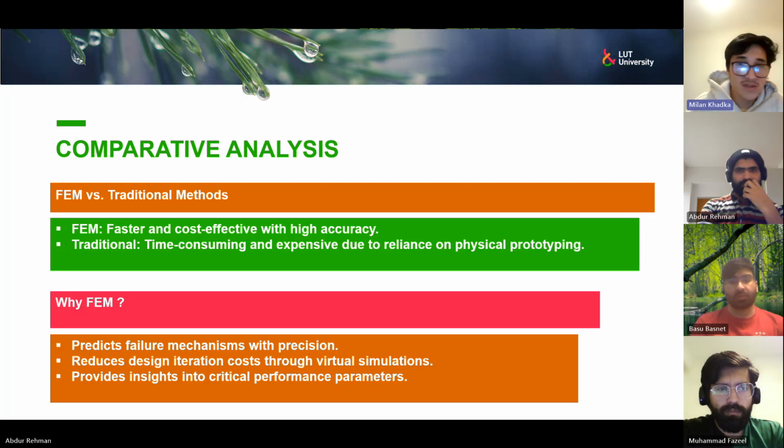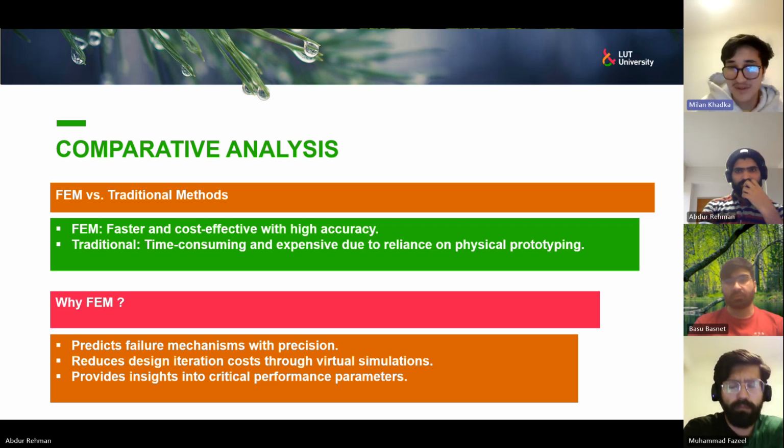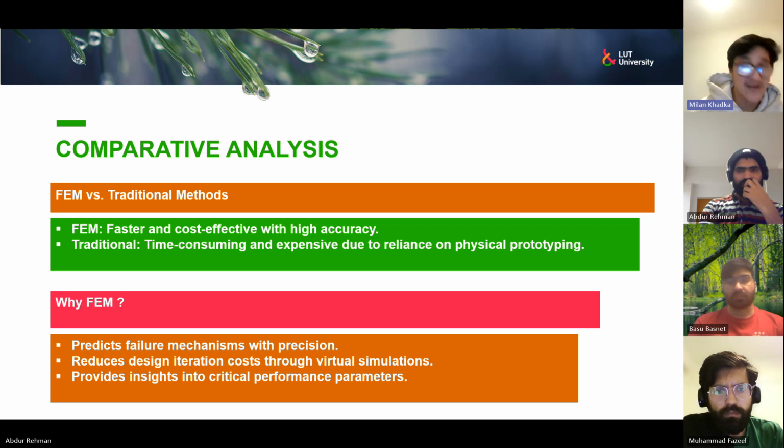So while talking about the finite element method, there always comes the comparative analysis of this method with the traditional method. When comparing the FEM with the traditional method, FEM offers significant advantages. For example, it is easier, faster, more cost effective, and particularly doesn't rely on prototypes, whereas the traditional method can be slower or more expensive.